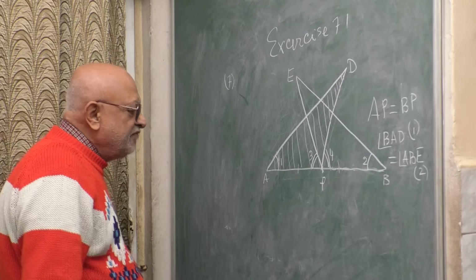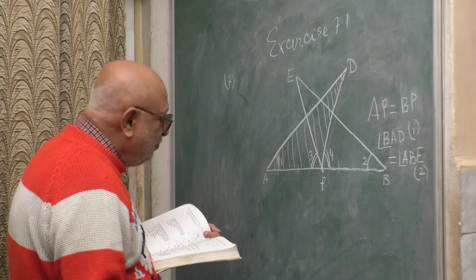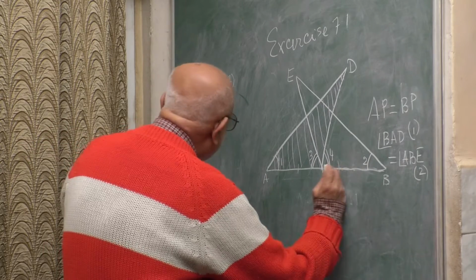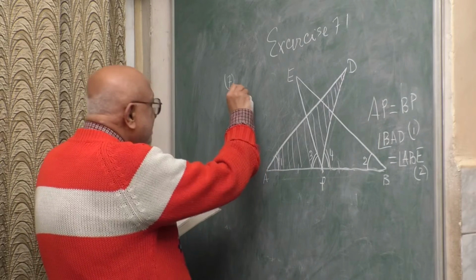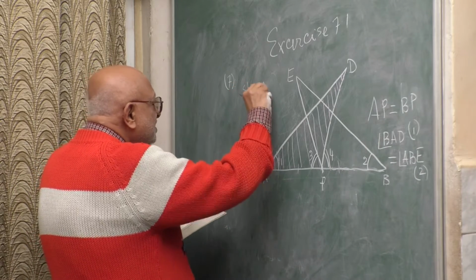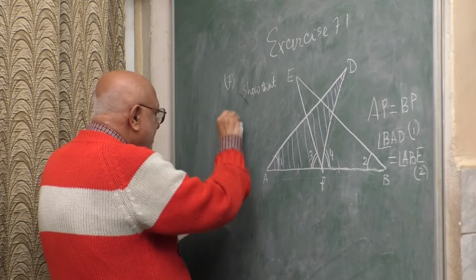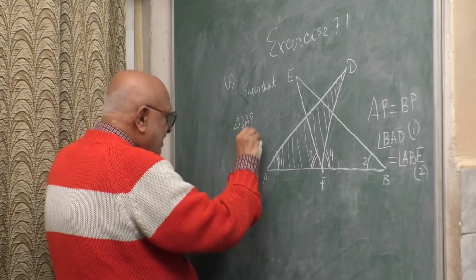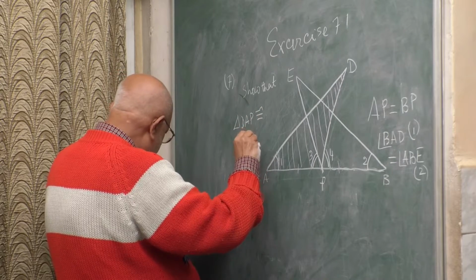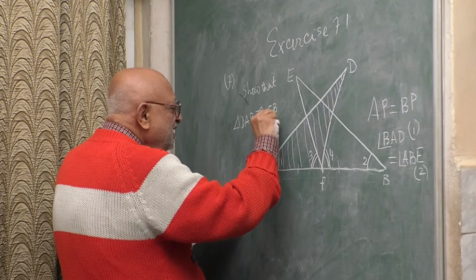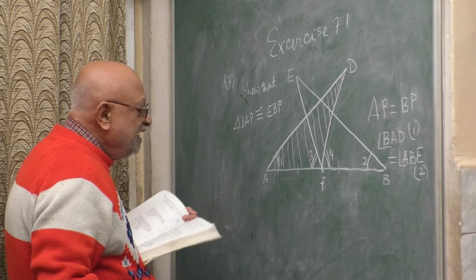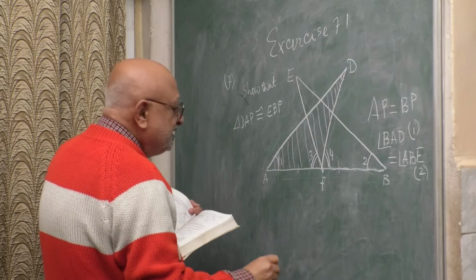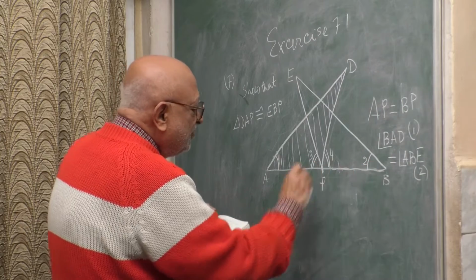Now what do I have to prove? I have to prove, we generally write "prove" on this side, that triangle DAP is congruent to triangle EBP. DAP, that means the one I have hatched, is equal to EBP, the one I have not hatched.